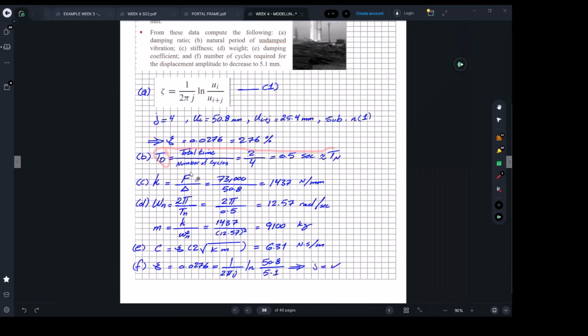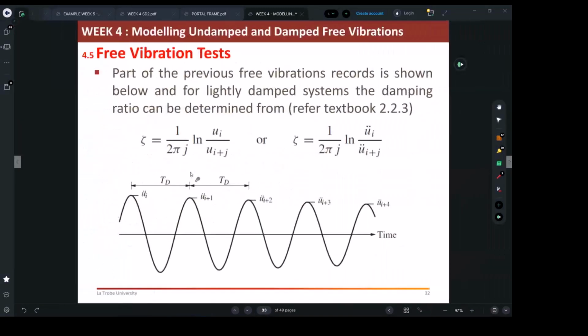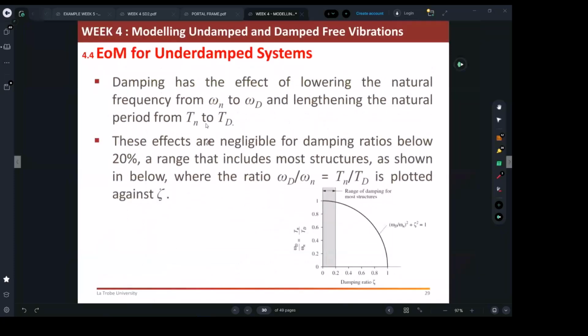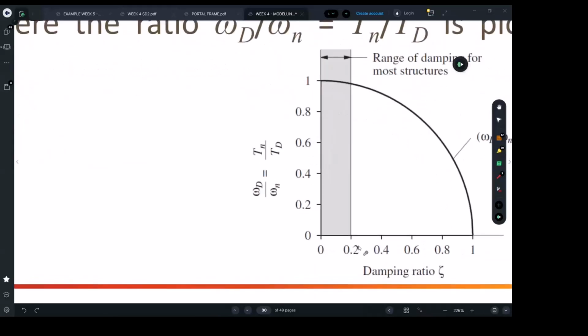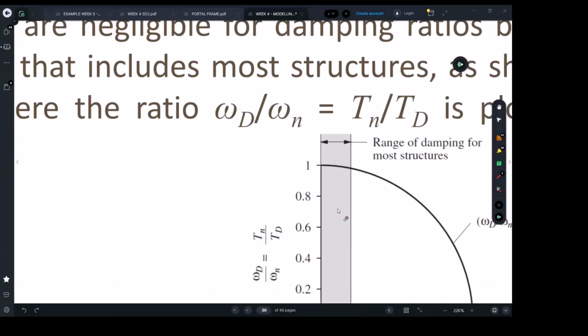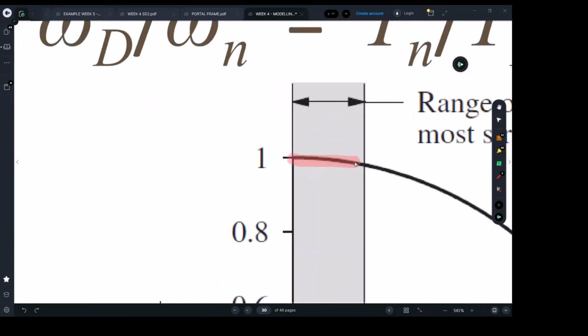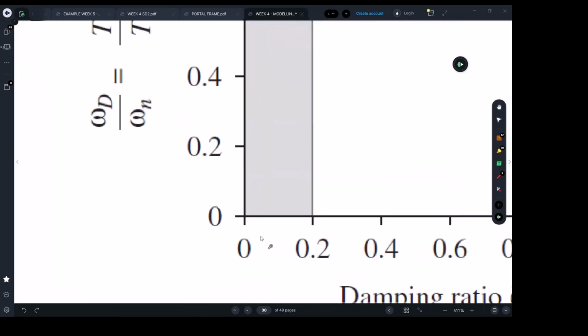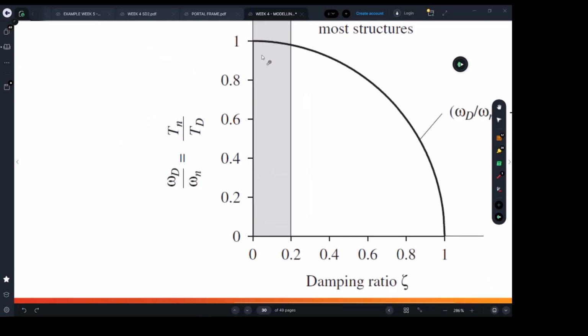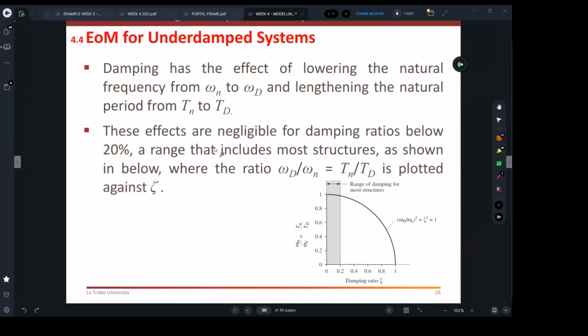Simply because, what did we say here in this chart? We said if the damping ratio was less than 20%, we can happily assume the ratio between Tn and Td is almost 1. And definitely that's what we found. The damping ratio was only 2%, so it's 0.02 here, somewhere very close here. So definitely we can make that assumption without any doubt.